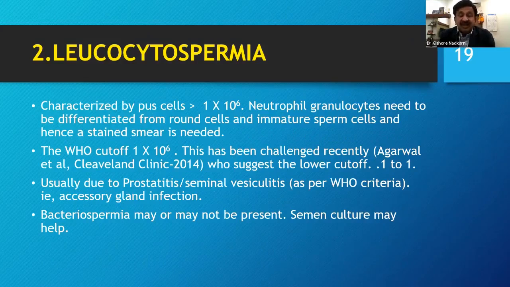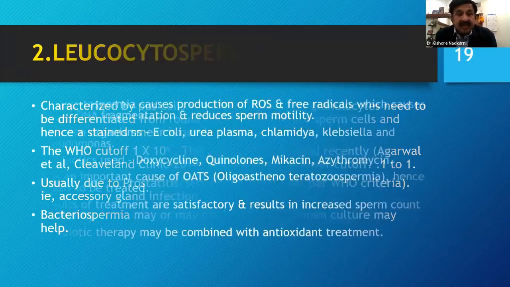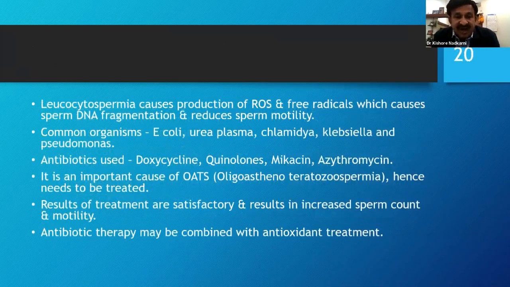Even 0.1, that is 1 leukocyte in 100 squares of the Makler chamber, is enough to qualify for leukocytospermia, enough to give reactive oxidant species to cause sperm DNA problems. Usually it is due to prostatitis and seminal vesiculitis, that is the accessory gland infection. Semen cultures we usually do because patients have now started asking, are you doing cultures and antibiotic sensitivity? Leukocytospermia causes production of reactive oxidant species and free radicals which cause sperm DNA fragmentation and reduce sperm motility.